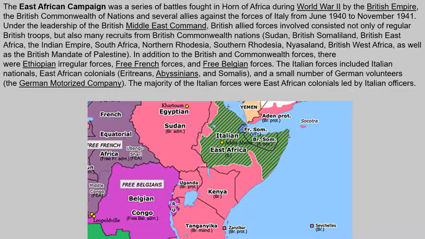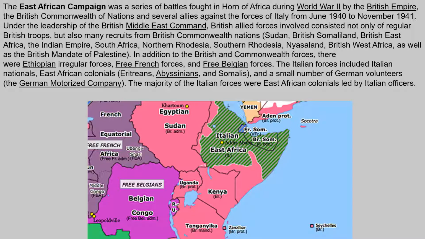This campaign was fought on the Horn of Africa during the Second World War by the British Empire, the British Commonwealth of Nations, and several allies against forces of Italy, from June 1940 to November 1941. Under the leadership of the British Middle East Command, British Allied forces consisted not only of regular British troops but also many recruits from British Commonwealth nations: Sudan, British Somaliland, British East Africa, the Indian Empire, South Africa, Northern Rhodesia, Southern Rhodesia, Nyasaland, British West Africa, as well as the British Mandate of Palestine.